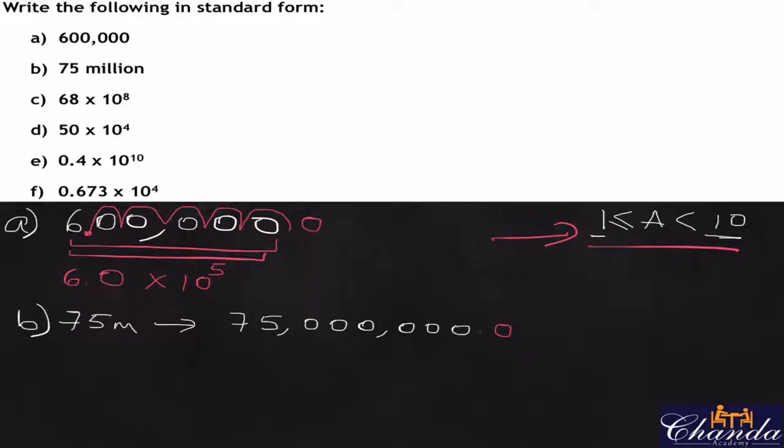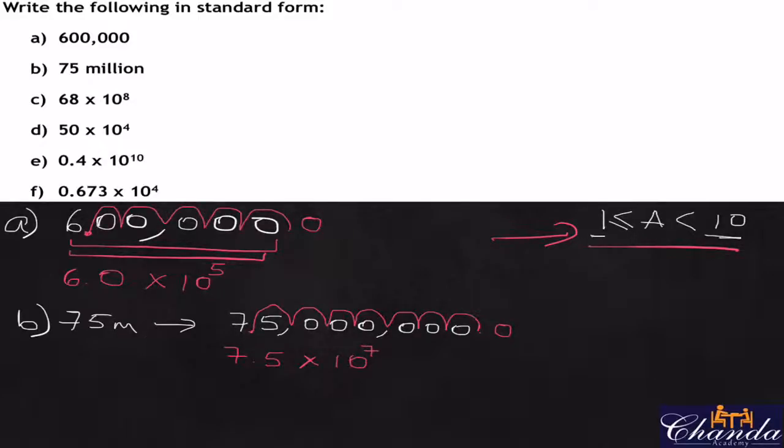which is the only number that falls into the 1 to 10 range. Okay, so that means we'll have to move it 1, 2, 3, 4, 5, 6, 7. We'll have to move it right there. So that will turn it into 7.5 times. Now we moved it 7 spots, so that'll be times 10 to the power of 7.